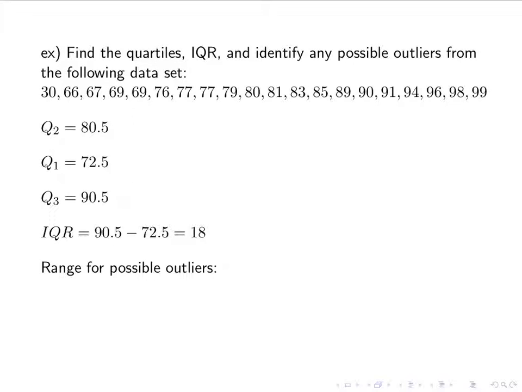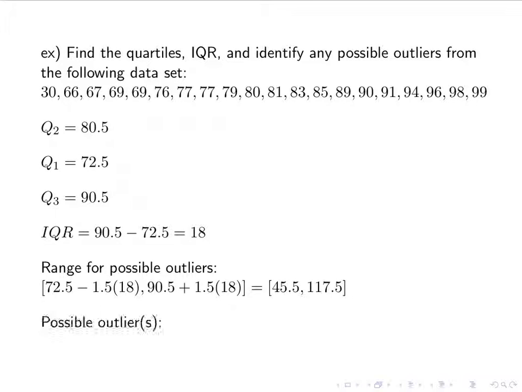But again, to find the range, we take Q1, which is 72.5, minus 1.5 IQR, the 18. That number up until Q3, 90.5, plus 1.5 times the IQR. If I simplify that, I have 45.5 to 117.5. So any possible outliers are going to be either below 45.5 or above 117.5.